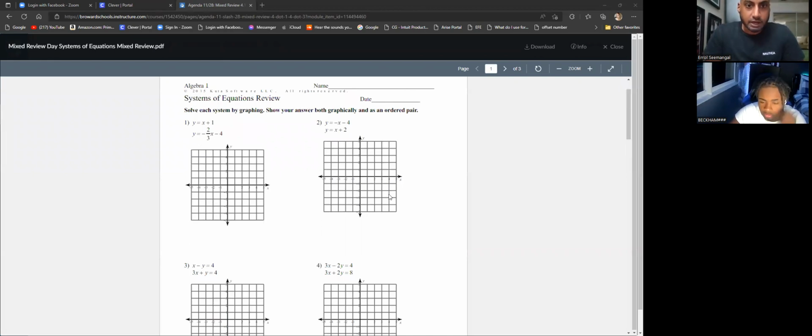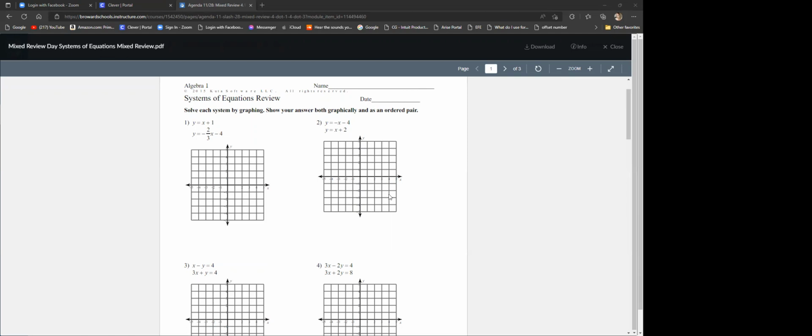Okay, solve each equation by graphing. Show your answer both graphically and as an ordered pair. So that means show the answer on the graph and then write the x comma y answer. For that first one, what numbers do you have to do? All of them? I think it's odds. Okay, odd numbers. All right, for number one, what do you notice about number one?